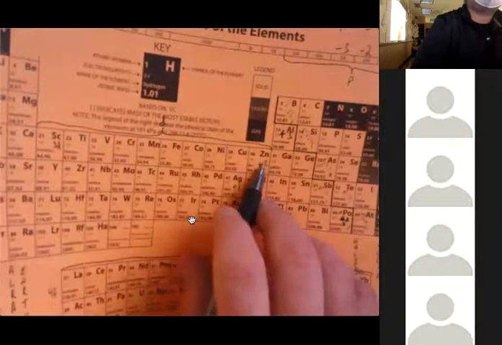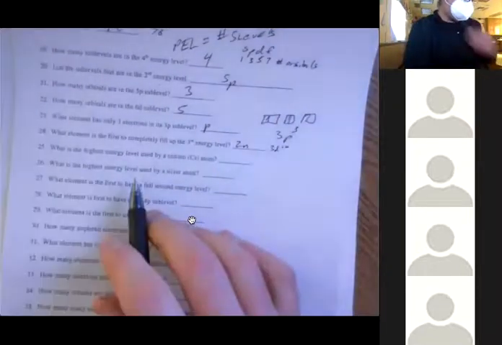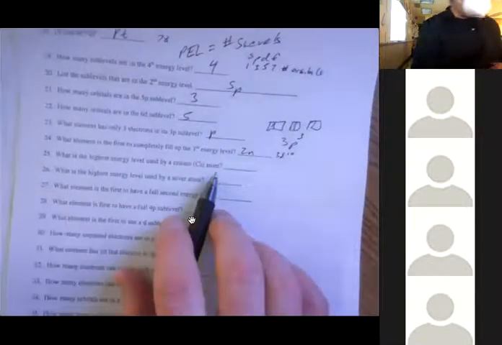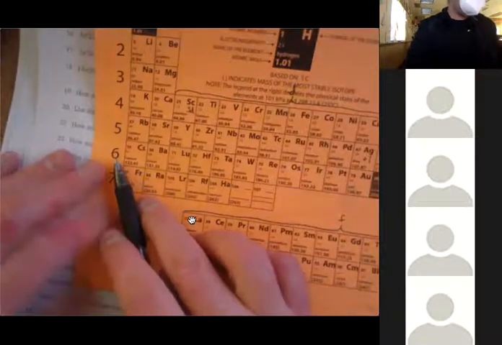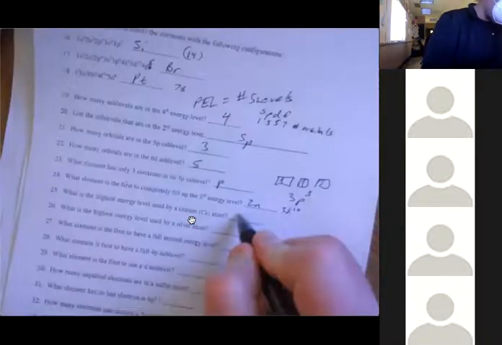What element is the first to completely fill up the third energy level? That would be 3d10. 3d10 is zinc. What is the highest level used by a cesium atom? We need to find cesium. The highest level used is 6. 6s is the highest level used.